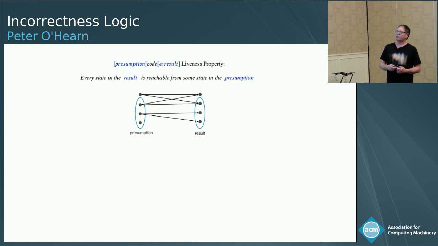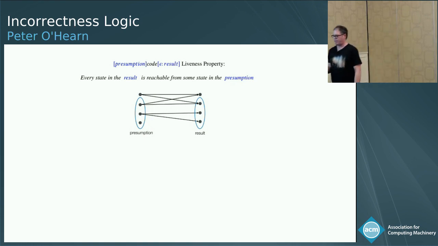If I look at this triple, then what it means is every state in the result is reachable from some state in the precondition. So if you think about executing backwards, for every state in the result I can get back to the pre. And now if I think about a loop, I can go over and over again backwards, and I'm going to get back to the pre. I might get elsewhere too, but I'm going to get at least by one path back to the pre.